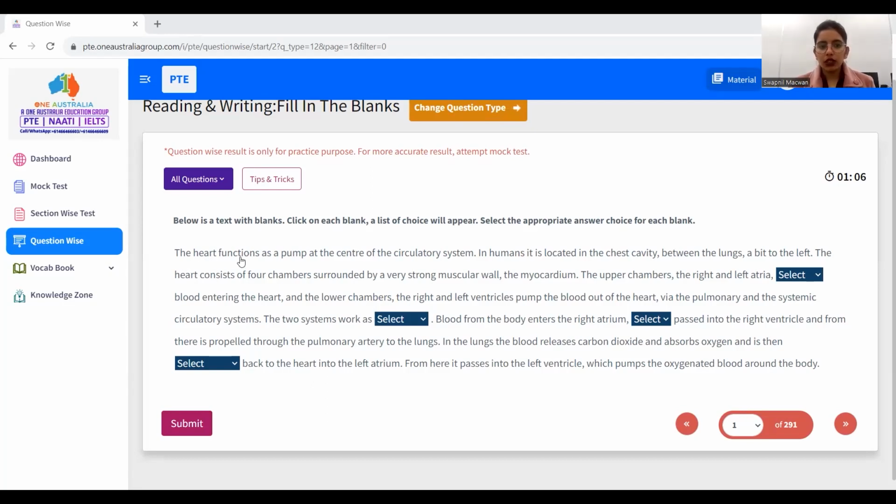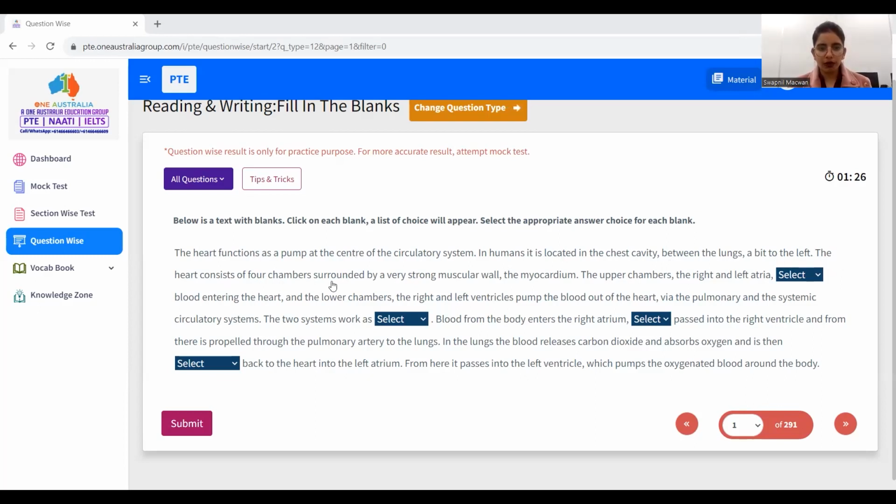They are talking about the heart. We came to know the heart functions. The heart functions as a pump at the center of the circulatory system. In humans, it is located in the chest cavity between the lungs, a bit to the left. They are talking about how the heart functions and where it is located.